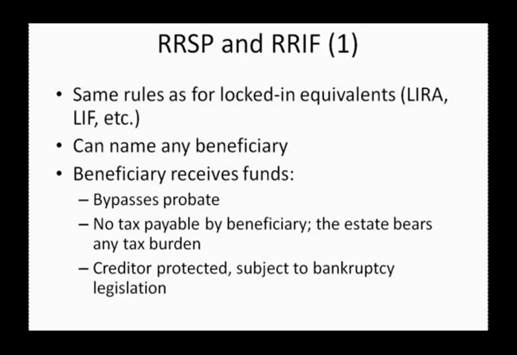We're going to start with the RRSP and the RIF, and this will include all of their various locked-in equivalents, LIRA, LIF, and so forth. These plans allow a beneficiary designation, and it's something that sometimes people aren't fully aware of, but you can essentially create a beneficiary designation here that will react in a very similar manner to the way in which this will happen with a life insurance beneficiary designation.